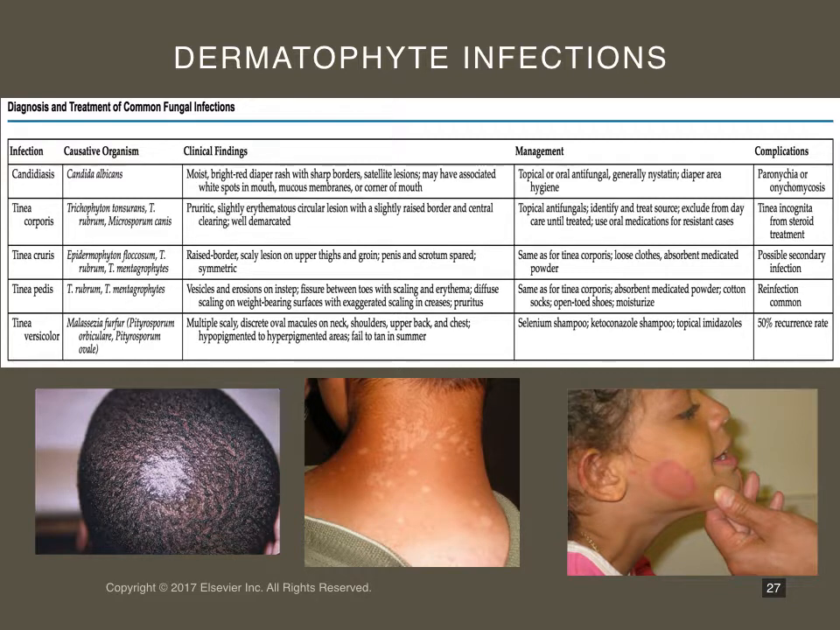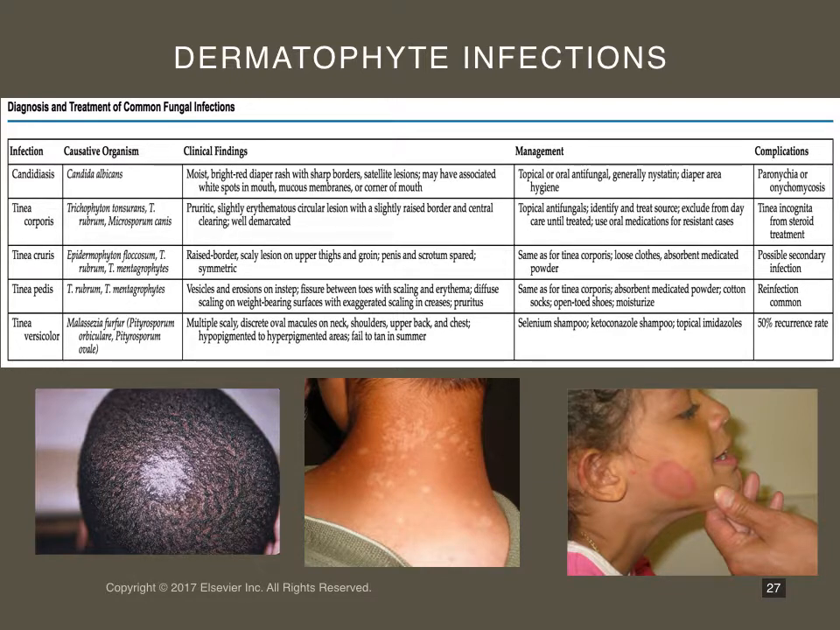The second picture is a picture of tinea versicolor, which is caused by a particular type of fungus. You can see these multiple discrete macules that are hypopigmented, and they become more apparent in the summer when they don't tan like the rest of the skin does. Treatment for tinea versicolor is selenium shampoo or ketoconazole shampoo. And your book goes into the details of how to do that.